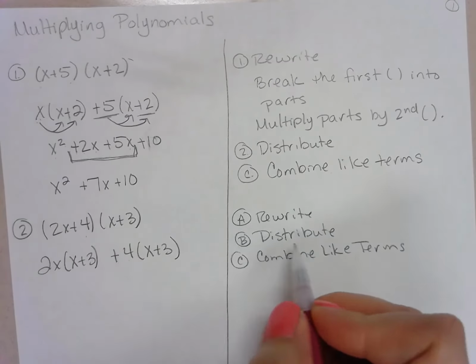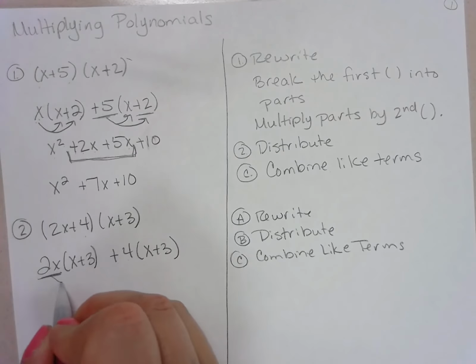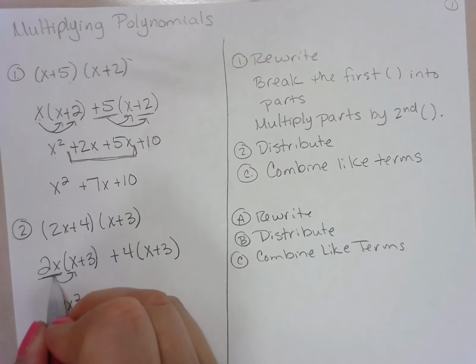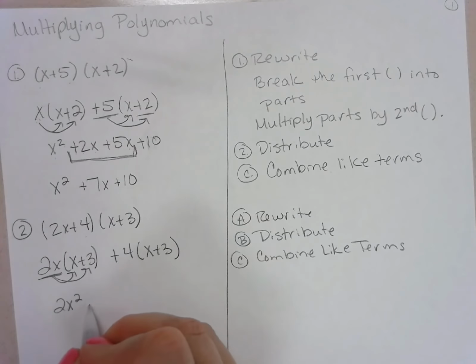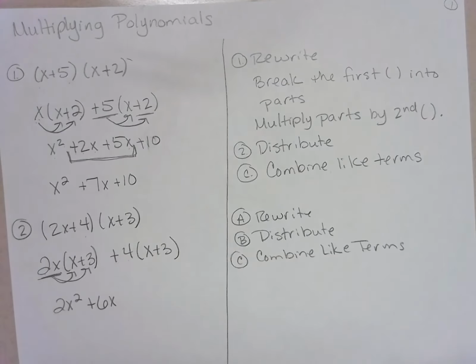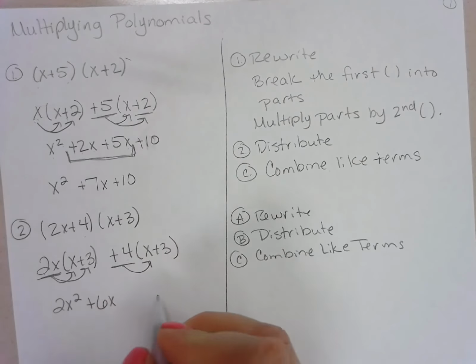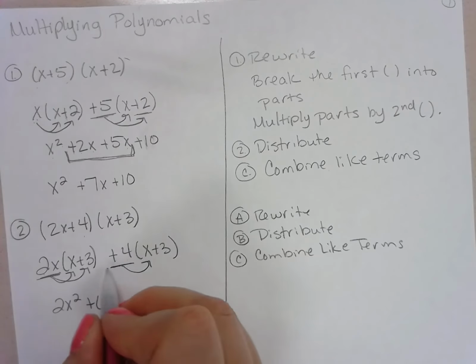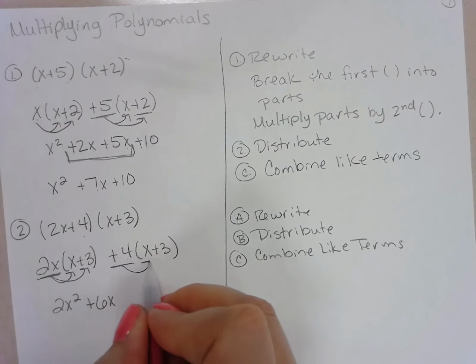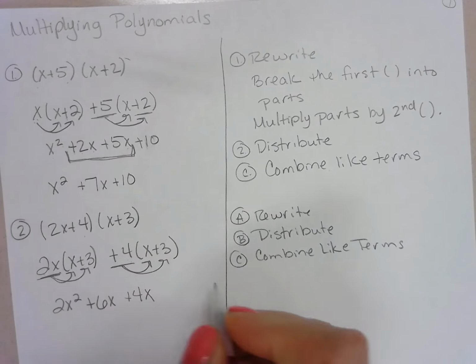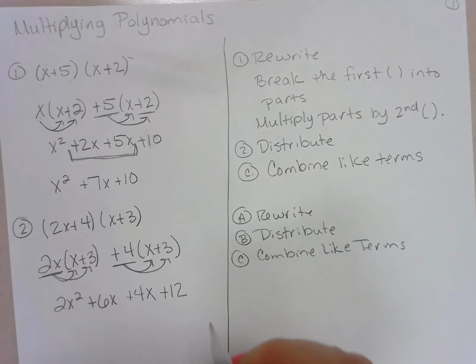Then we want to distribute, so we're going to take 2x times x, which is 2x squared, 2x times a positive 3. 2 times 3 is a positive 6. And it was 2x times 3, so it's 6x. Then we're going to take positive 4, and we're going to multiply that by x. Positive 4 times x is positive 4x. And positive 4 times positive 3 is a positive 12.